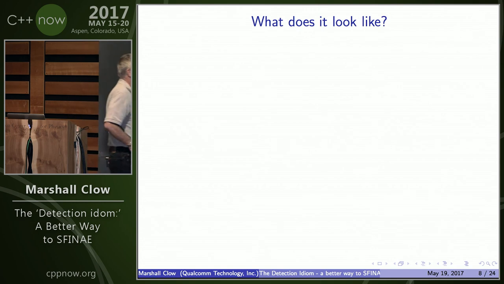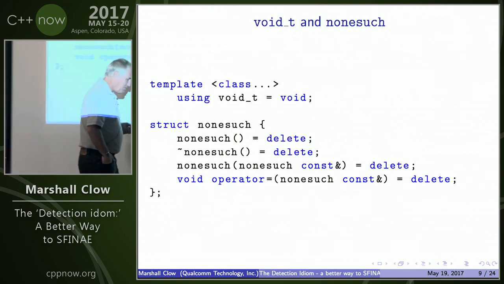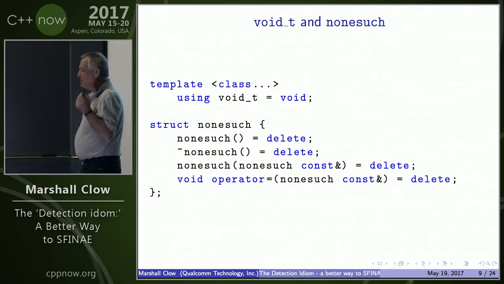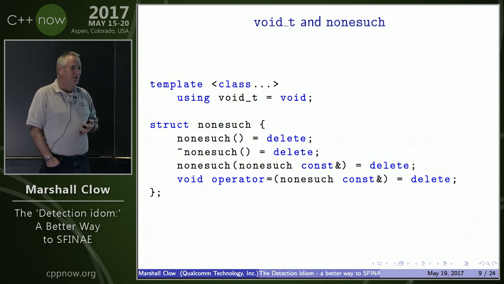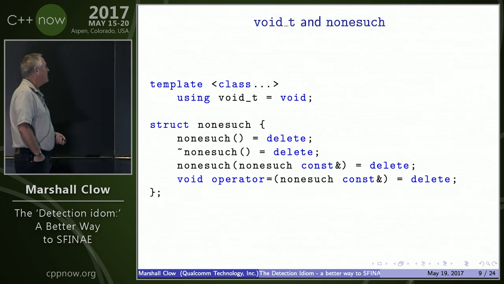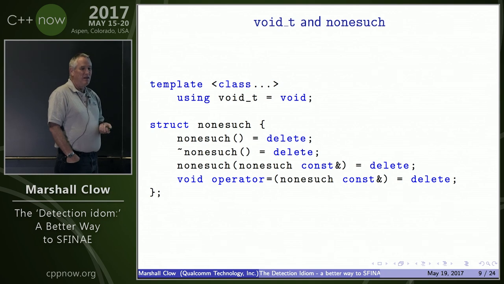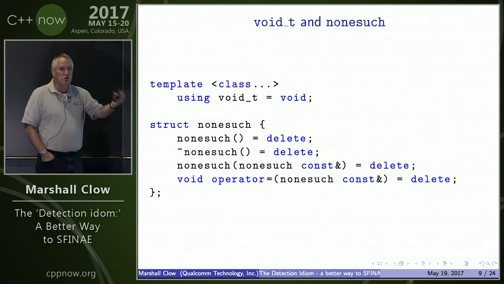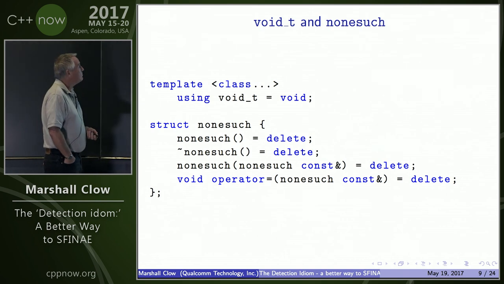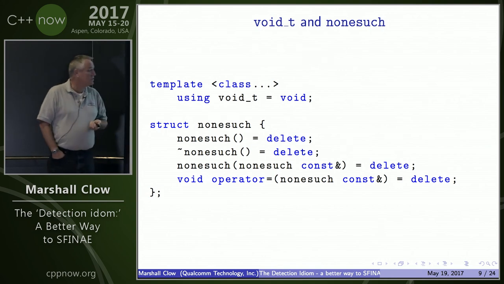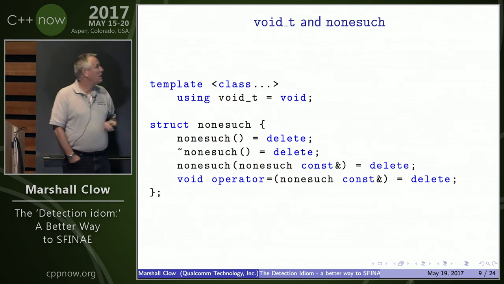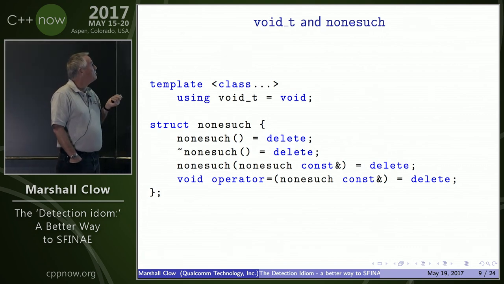Okay, so what does it look like? Well, here's a big chunk of it. We have a class called nonesuch. Nonesuch is a really boring class. But I've looked through various standard library headers, and every standard library has something like this. libc++ calls it __nat, not a type. I don't remember what libstdc++ calls it, but they use it for marking that this failed, or this is not the answer you were looking for. This is really boring, right? It's a struct that you can't construct, you can't destruct, you can't assign, you can't do anything to it. You can't copy construct it. It's just a marker. This is the thing that makes this all work.